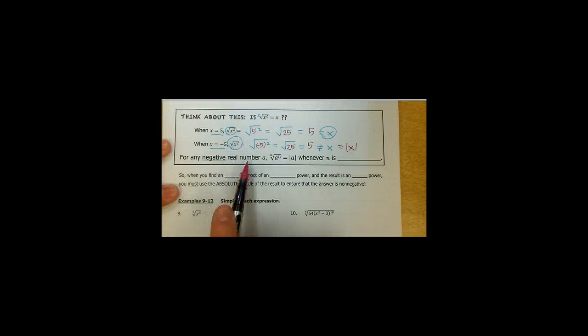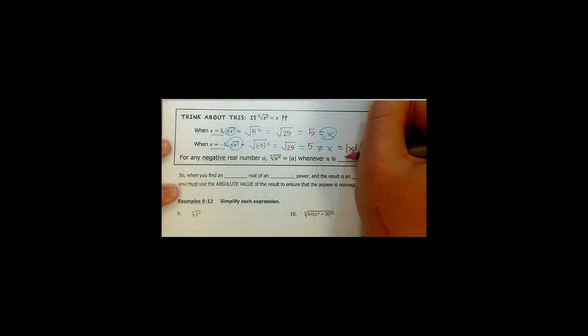Okay, so you may be asking yourself, why in the world are we worried about this? Well, anytime you're taking radicals of variables, and specifically you're taking even indexes of even powers, even nth roots of even powers, you need to be careful and look for the use of absolute value signs. For any negative real number a, the nth root of a to the nth will be equal to the absolute value of a whenever n is even.